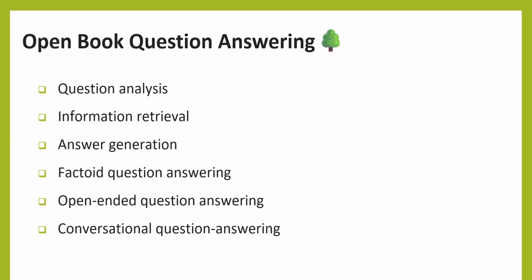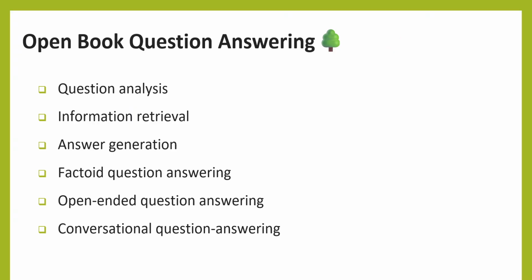Next comes open book question answering, which is a type of question answering task where the model has access to a large corpus of text or knowledge graph and can use this information to answer questions. Here the goal is to evaluate the model's ability to retrieve and use relevant information from the corpus or graph to answer questions. Basically, open book question answering involves analyzing the questions to identify relevant entities, relationships, and context. Information retrieval means retrieving relevant information from the corpus or graph, and finally generating an answer based on that retrieved information.